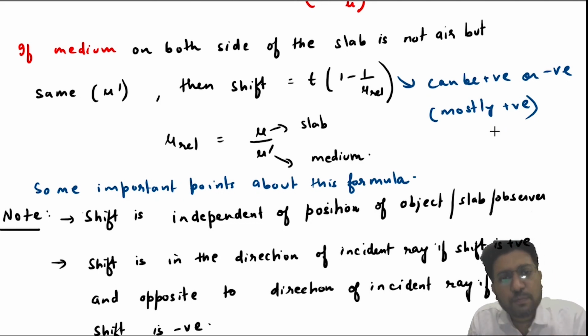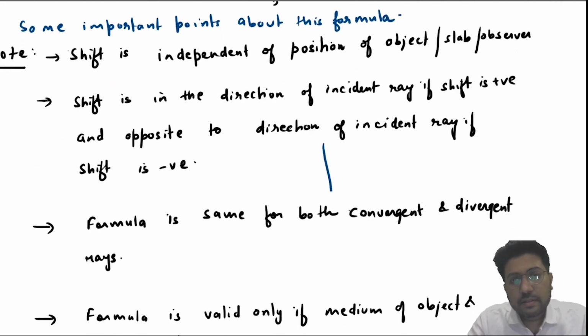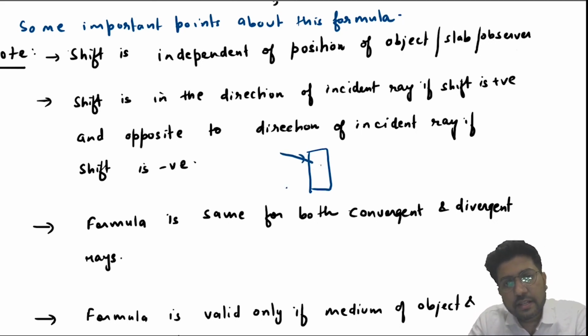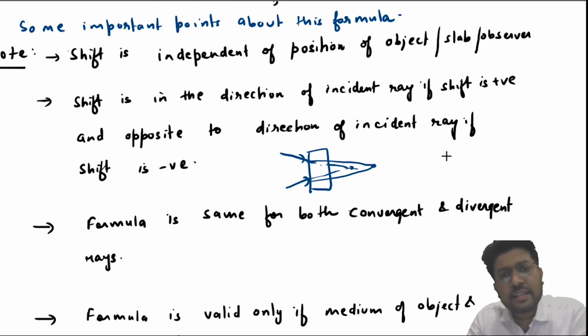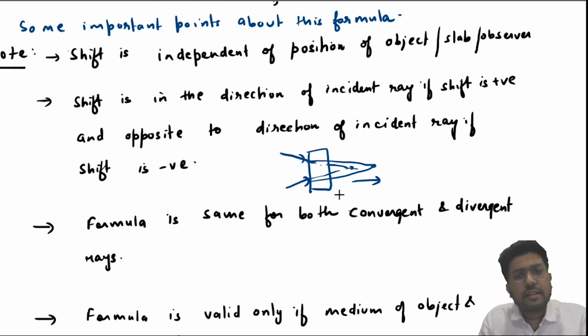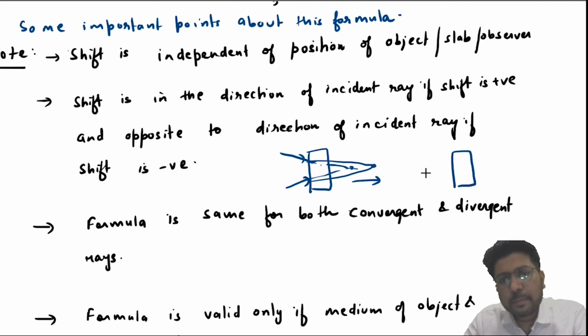Now, listen carefully, if the shift is positive, the shift will always be in the direction of the incident ray. If you look at the diagram for the convergent ray first, assuming that the shift is positive, it was about to intersect here, but it will intersect here. The shift is positive, that means it will be in the direction of the incident ray. So if the incident ray is towards the right, the shift is towards the right. Similarly, if you look at a divergent ray, that means a real object, the shift is again towards the right.